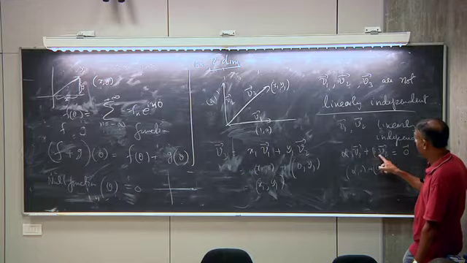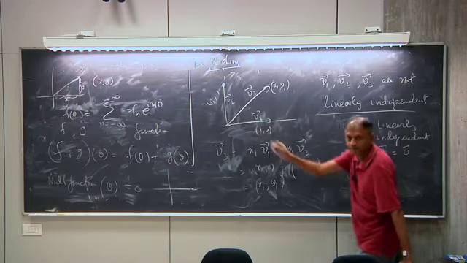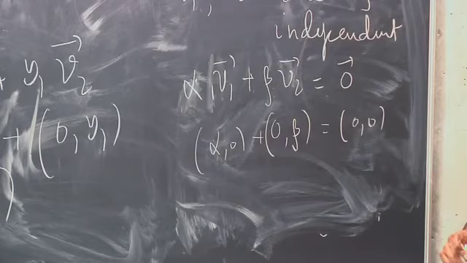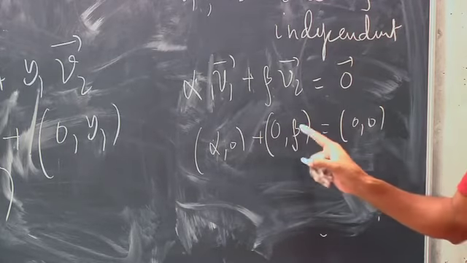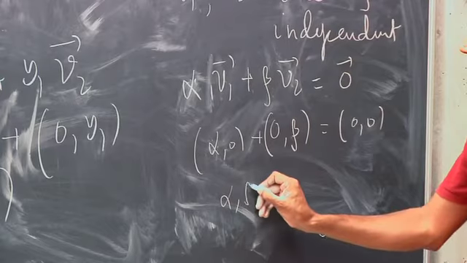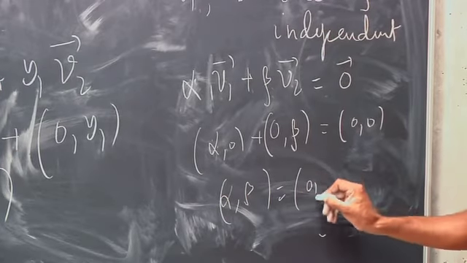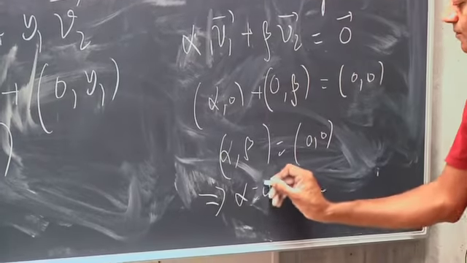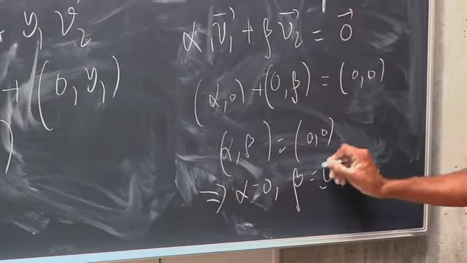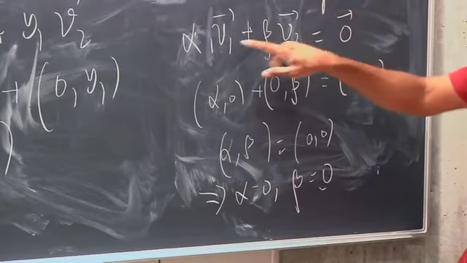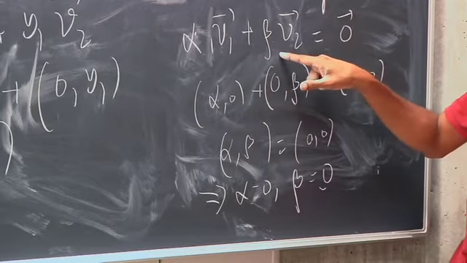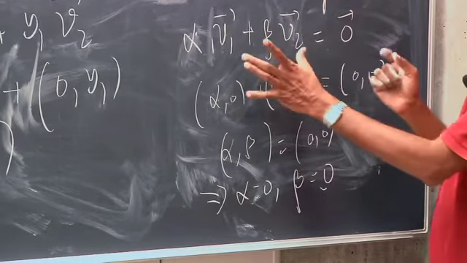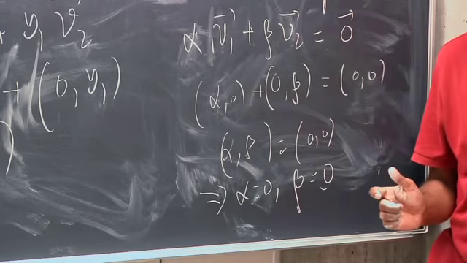Okay. Beta multiplied by V2. That's that. And what is the null vector? It is 0, 0. Right. Now, the sum of these two, again add the components. So you get here alpha, beta equal to 0, 0. This implies alpha equal to 0 and beta equal to 0. Correct. So the only solution to this equation is alpha and beta both being 0. When this happens, then you say V1 and V2 are linearly independent. Okay.